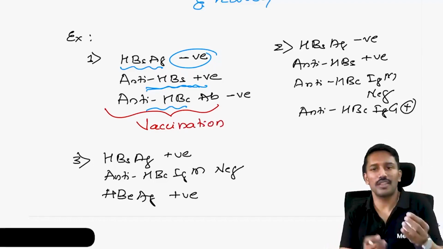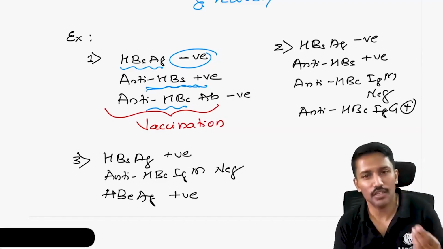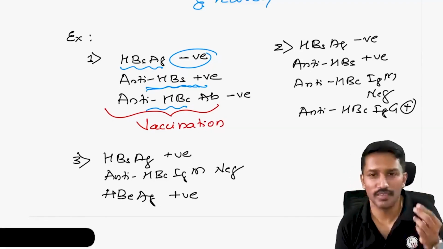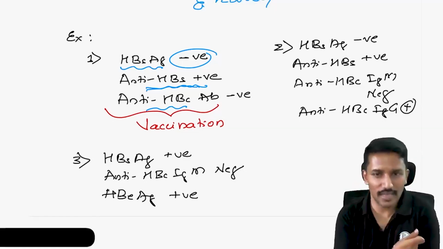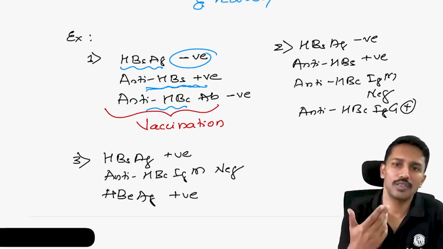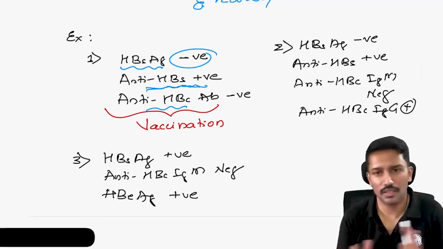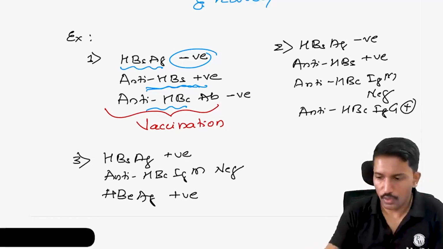Do you know what we use in the vaccine? The antigen that is used in the vaccine is nothing but purified surface antigen. So we inject HBsAg, and obviously the body will produce antibodies against that surface antigen itself. Simple. Okay. Now the second scenario.